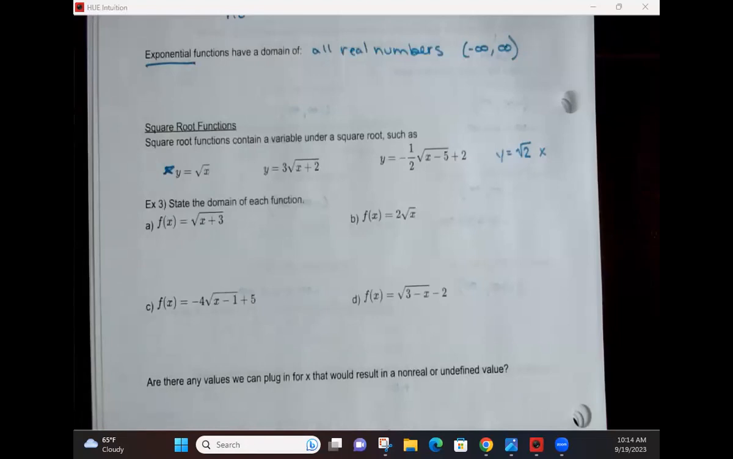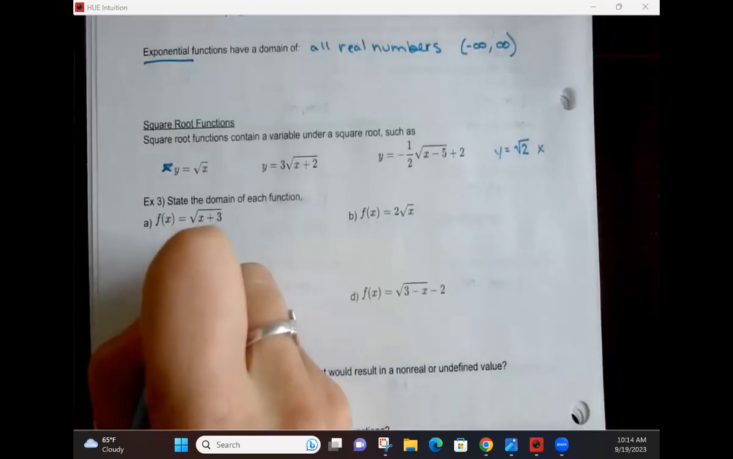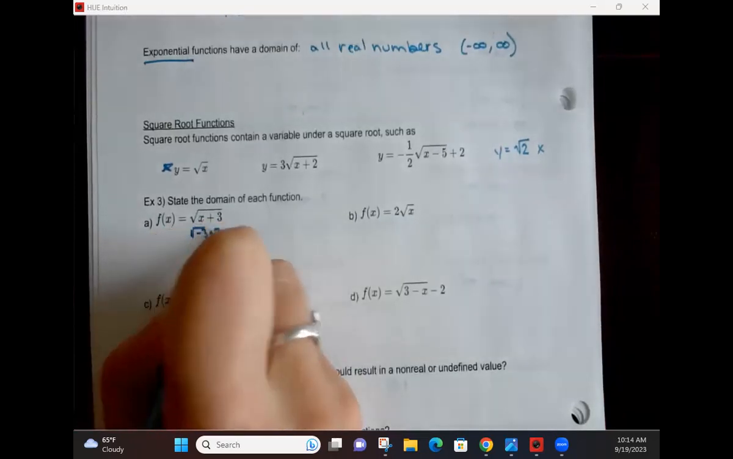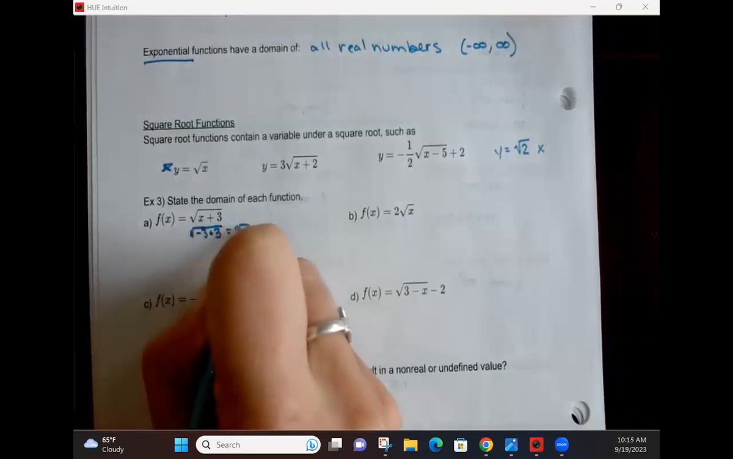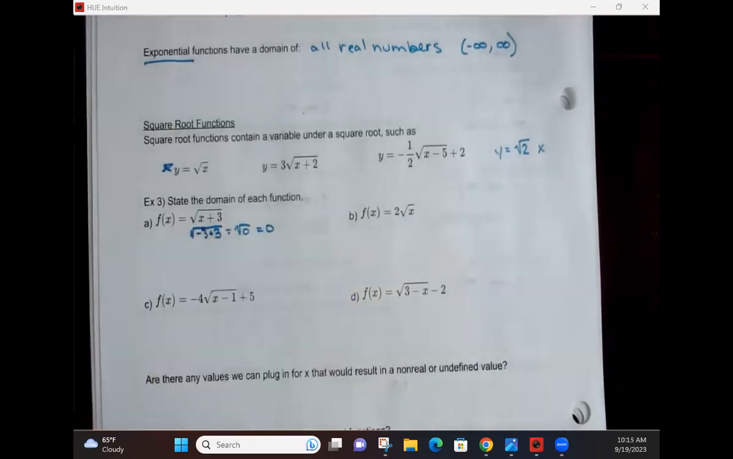I can plug in negative numbers up to -3. Can I include -3 in the domain? Yes, -3 would be okay. If I plug in -3, I would get the square root of 0, and the square root of 0 is 0. That's okay. Anything bigger than -3, -3.1, nope. -3.0000002, nope. Then I would be taking the square root of a negative number.